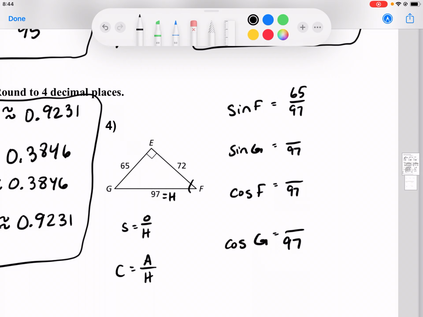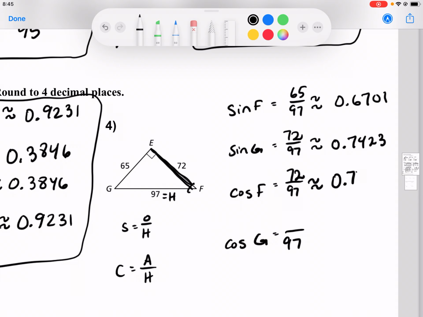So 65 over 97 is approximately 0.6701. Let's go to sine of G now. If I go to G, opposite of G is 72. So I'll do 72 divided by 97. I get 0.7423 approximately. Now I'm going to go back to F, but this time we want the adjacent side, so the one touching F. That's 72. So it'll be the same thing as the sine of G. And that means cosine of G should be the same as sine of F. And so I fill that in.